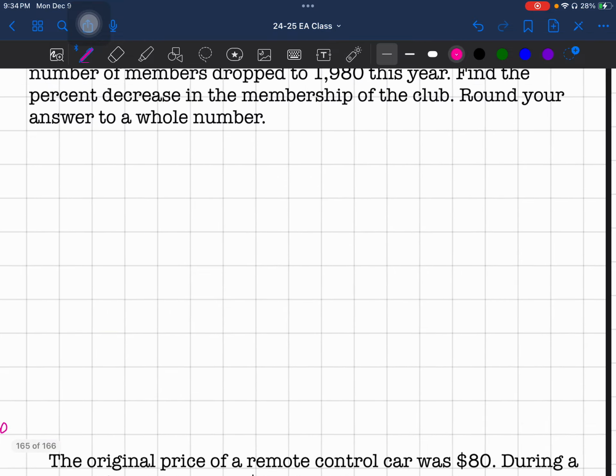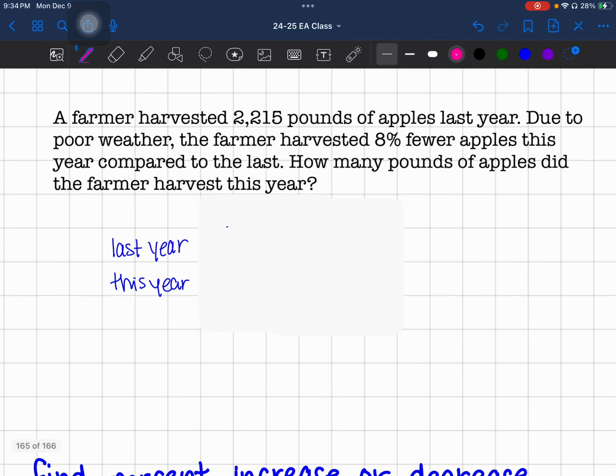Good job. We're going to try another one. A farmer harvested 2,215 pounds of apples last year. Due to poor weather, the farmer harvested 8% fewer apples this year compared to the last. How many pounds of apples did the farmer harvest this year? Again, pause this video and see if you can draw the model that represents this word problem.